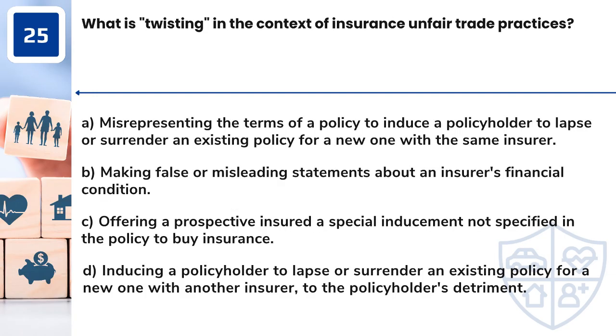Question 25. What is twisting in the context of insurance unfair trade practices? A. Misrepresenting the terms of a policy to induce a policyholder to lapse or surrender an existing policy for a new one with the same insurer. B. Making false or misleading statements about an insurer's financial condition. C. Offering a prospective insured a special inducement not specified in the policy to buy insurance. D. Inducing a policyholder to lapse or surrender an existing policy for a new one with another insurer, to the policyholder's detriment.